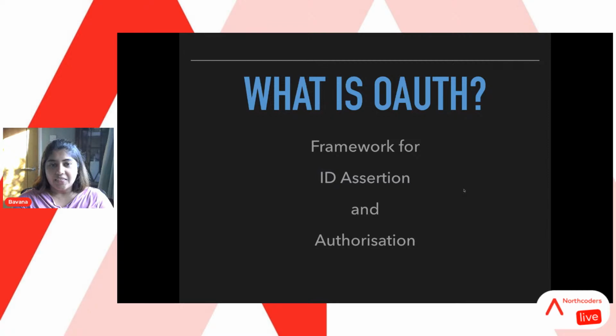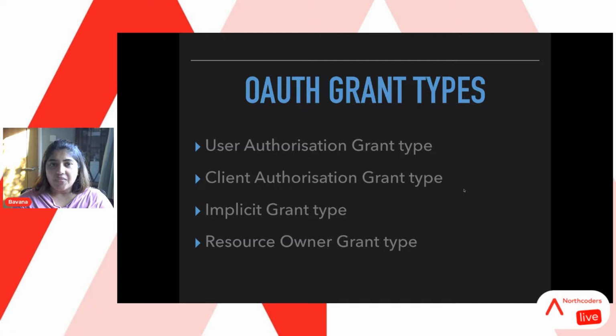OAuth is a framework, a set of rules for ID assertion and authorization, and that's all it is. It's sort of like, let's say you want to be a British citizen, you have to follow certain rules. And that is all this is. This is an authority giving you a certain number of rules to follow. So in OAuth, you have four types of grants. The user authorization grant, which almost all of us come across.